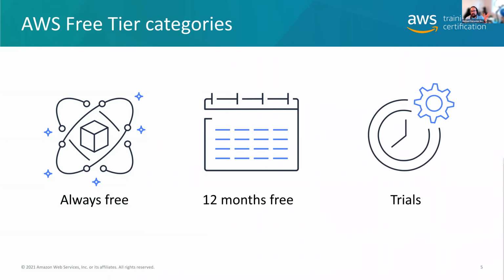Now, the free tier categories, as you saw, were either 12 months free or always free. There were some trials in there, which we didn't really click on. So just know, create your own account. It'll be fun.